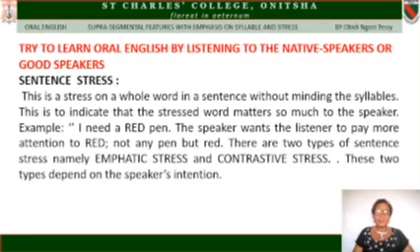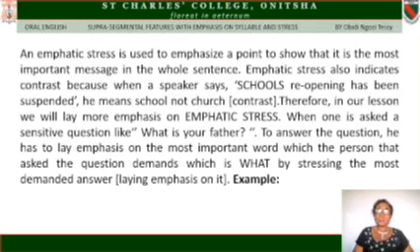There are 2 types of sentence stress, namely emphatic stress and contrastive stress. These 2 types depend on the speaker's intention. An emphatic stress is used to emphasize a point to show that it is the most important message in the whole sentence. Emphatic stress also indicates contrast because when a speaker says SCHOOL's reopening has been suspended, he means school, not church. As you can see, it is contrasting.